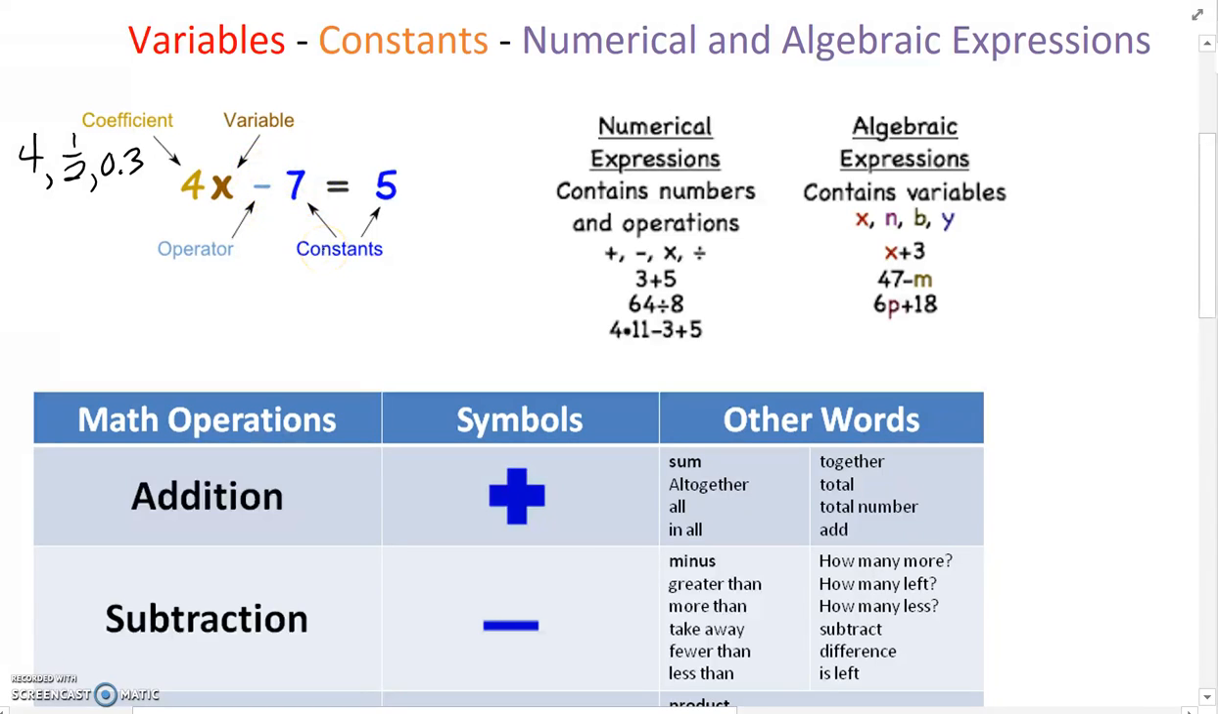Constant. This one is a number that we already know. Something that's not changing. Okay? 5 apples, we could just put 5, and it's not going to change. So there we go. Those are the parts.